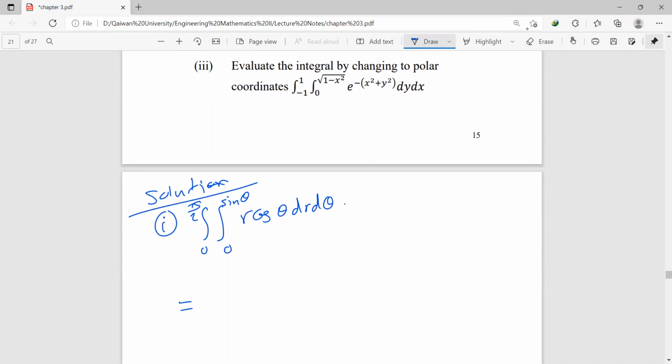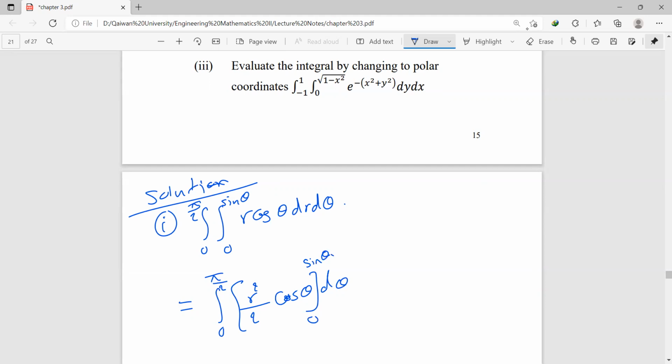We say it equals. Let's first take the integration with respect to r. If you take the integration with respect to r, what do we get? We get the integration from 0 to pi over 2 for r squared over 2 cosine theta. Cosine theta in this case is a constant because we take the integration with respect to r, d theta. And now we put the lower and upper limits for r, which is from 0 to sine theta.